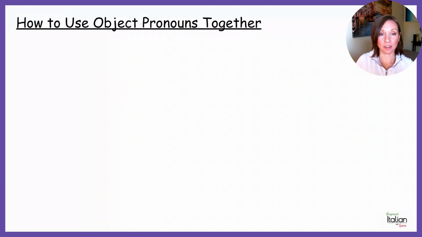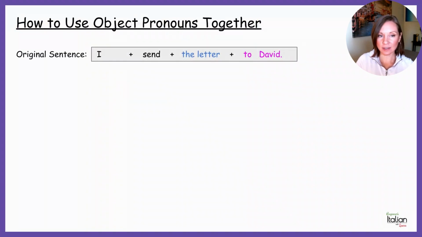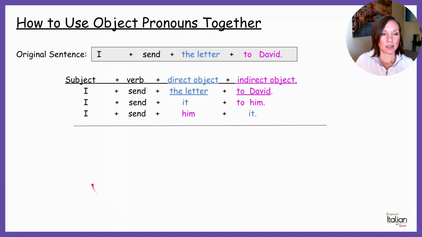to use object pronouns together. So if our original sentence is, again, I send the letter to David. In English, I send the letter to David becomes I send it to him, okay? It being our direct object pronoun, and to him is our indirect object pronoun in English. So I send him it. I send it to him or I send him it. Sounds kind of funny to say that, but we could say it that way.